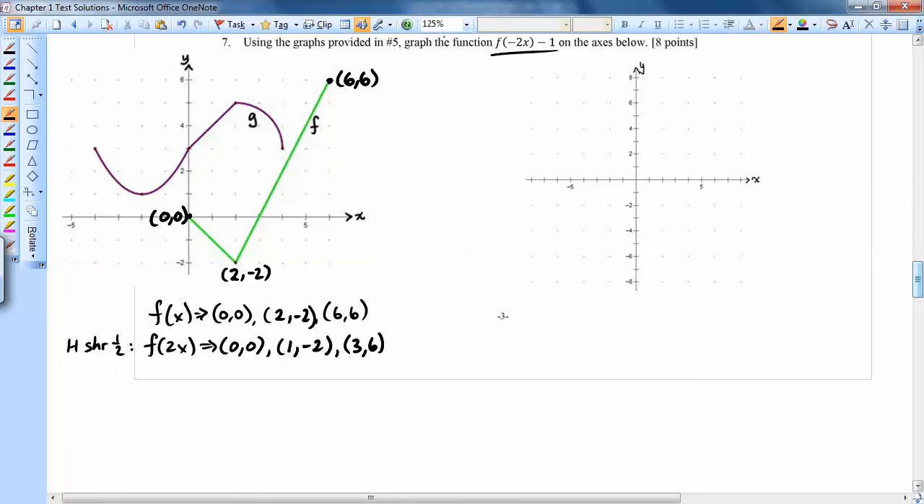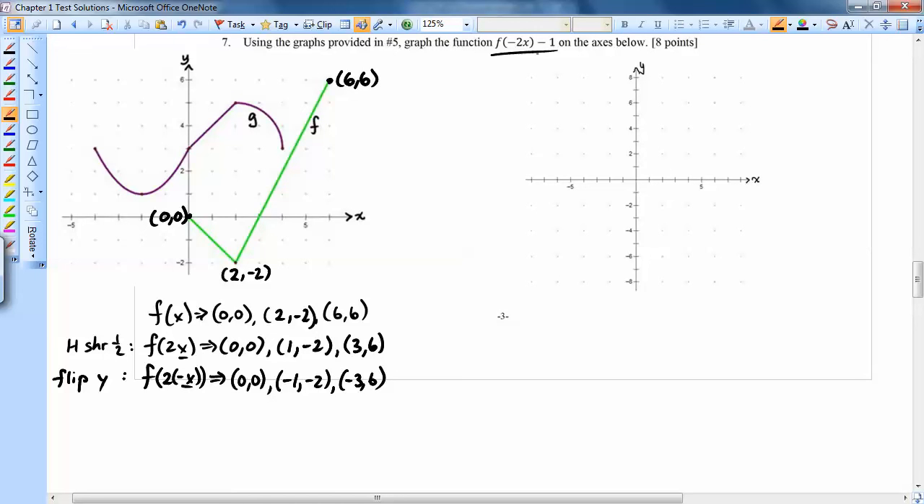Now, let's make it a negative 2x. That's the same thing as flipping over the y-axis, right? f of 2x turns into f of 2 times negative x. The x switches out for a negative x now. So what that does is this is still (0, 0). The x switches sign, though, because I flipped it over the y-axis. So this becomes (-1, -2). And this becomes (-3, 6).